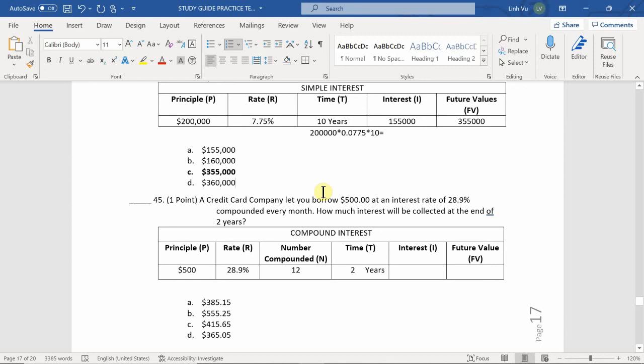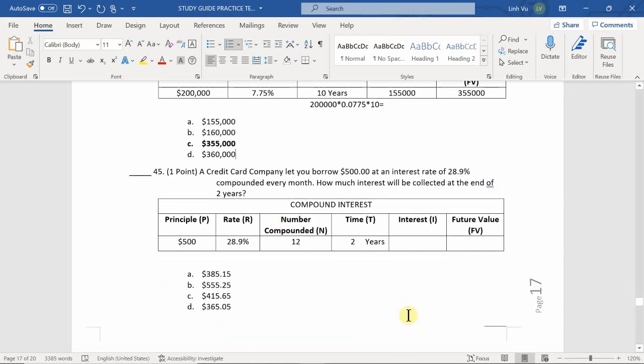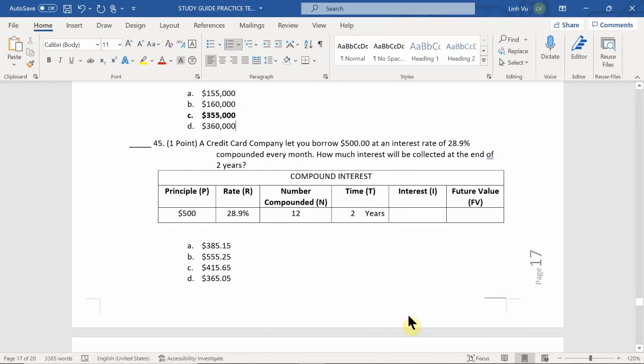So here's an example where I'm not going to test you on compound, but go ahead and see if you're able to do this. If a credit card company lets you borrow $500 at an interest rate of 28.9%, compounded every month, how much interest will be collected at the end of 2 years? Let's see the formula. You do have to have Excel for this, but I'll skip this one because I'm not going to test you on it. Okay?